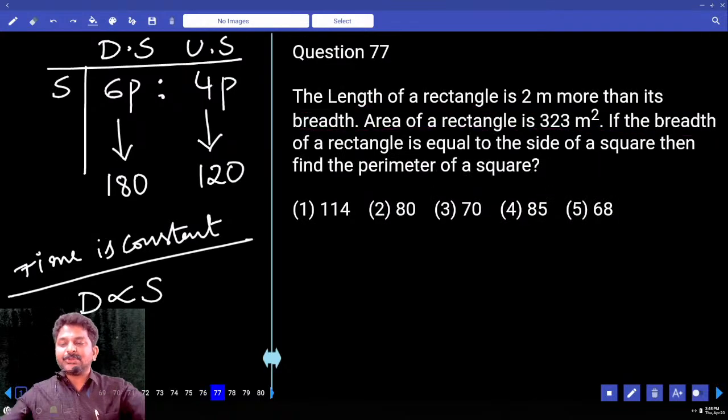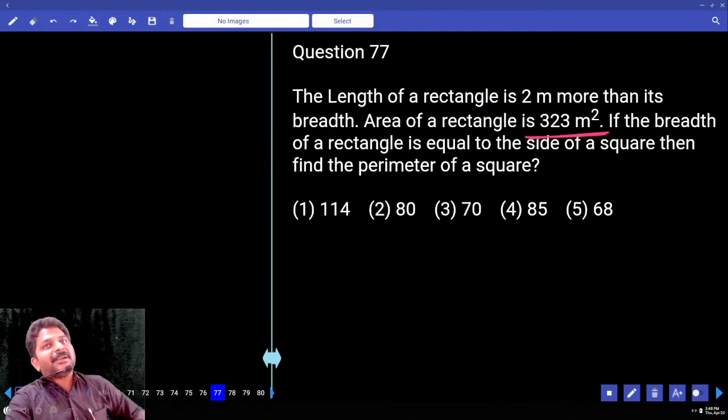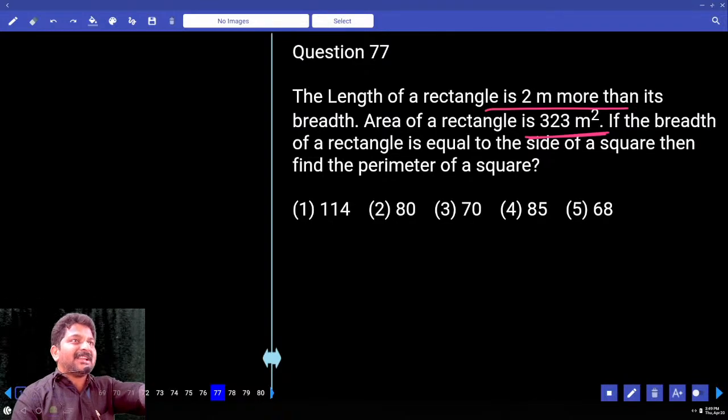The length of the rectangle is 2 meters more than its breadth. The area of the rectangle is 323. Area of the rectangle means length into breadth only. What is the difference between length and breadth? Can I call them consecutive odd numbers or consecutive even numbers? If the difference between length and breadth is 2, can both the numbers be consecutive even numbers? Possible or not?